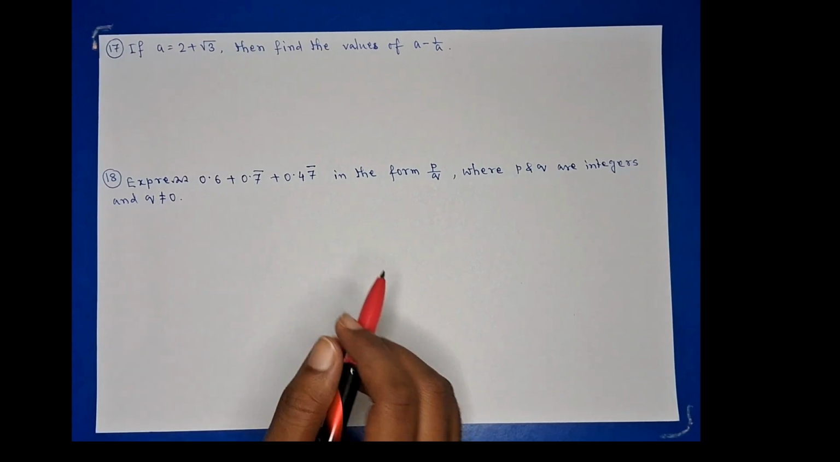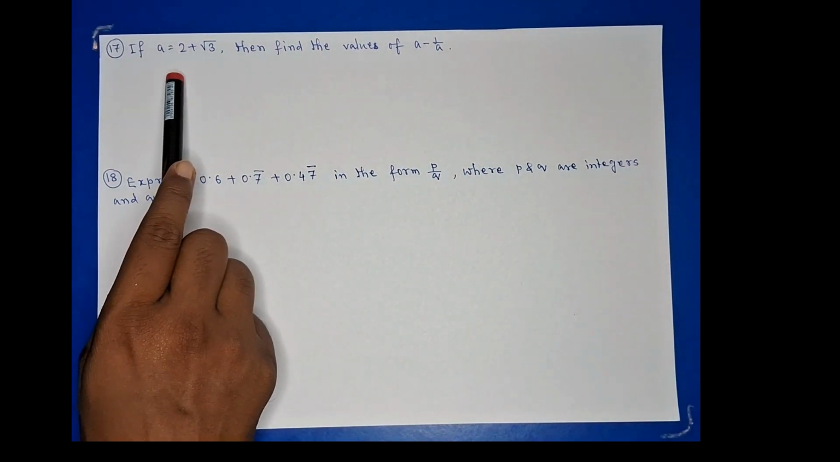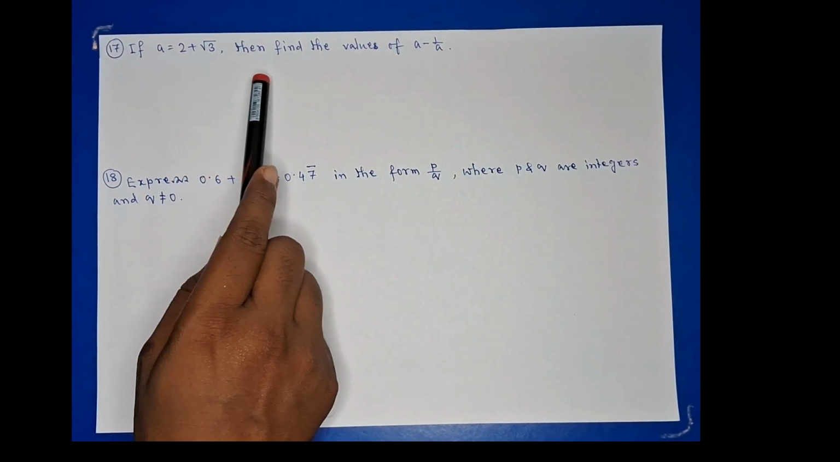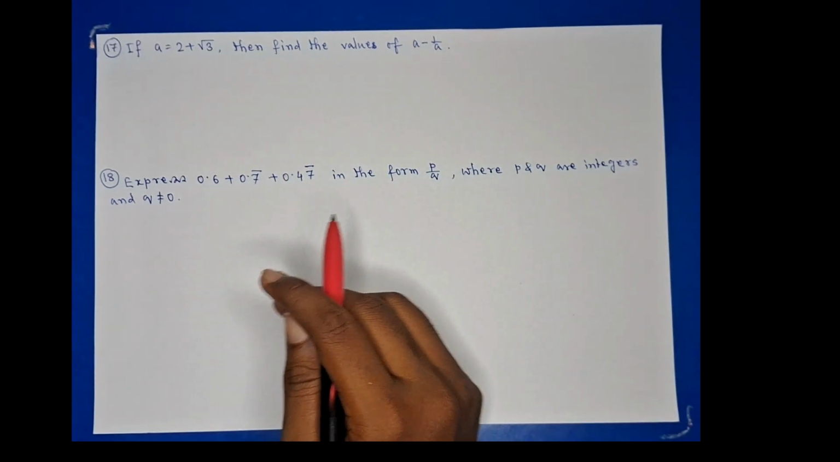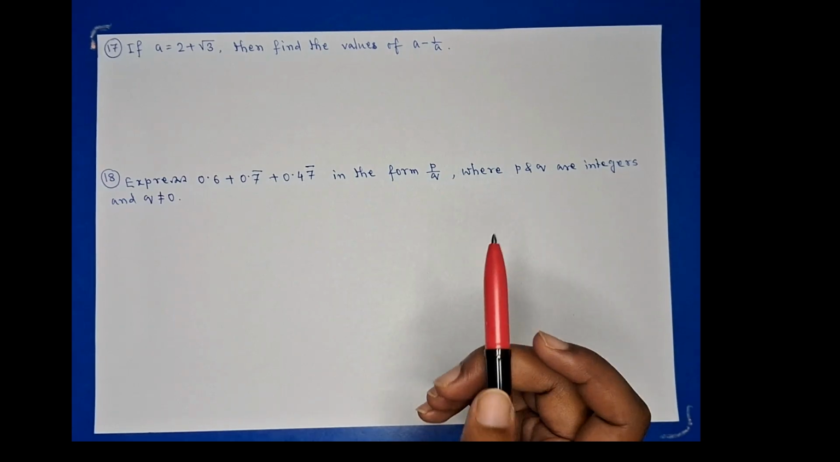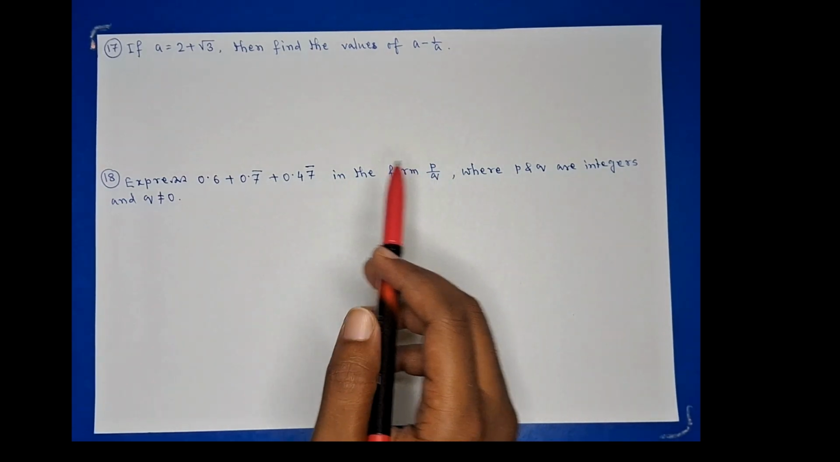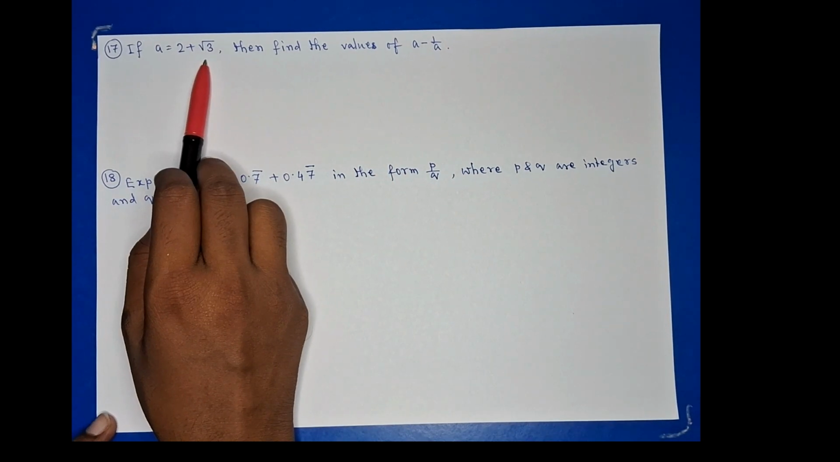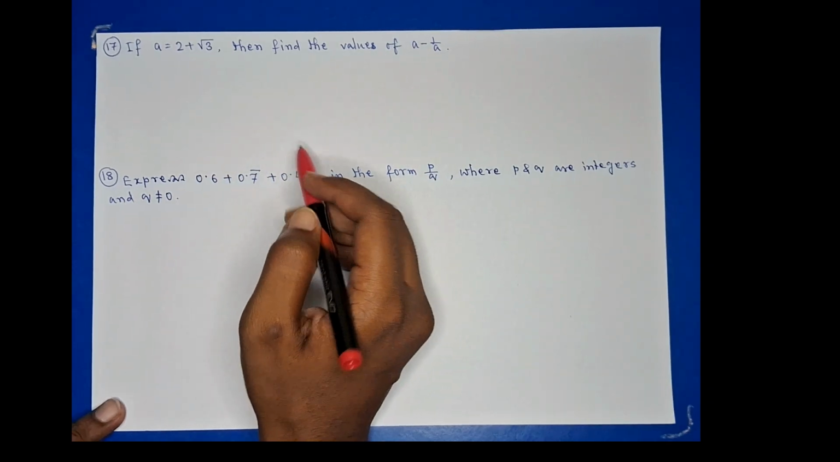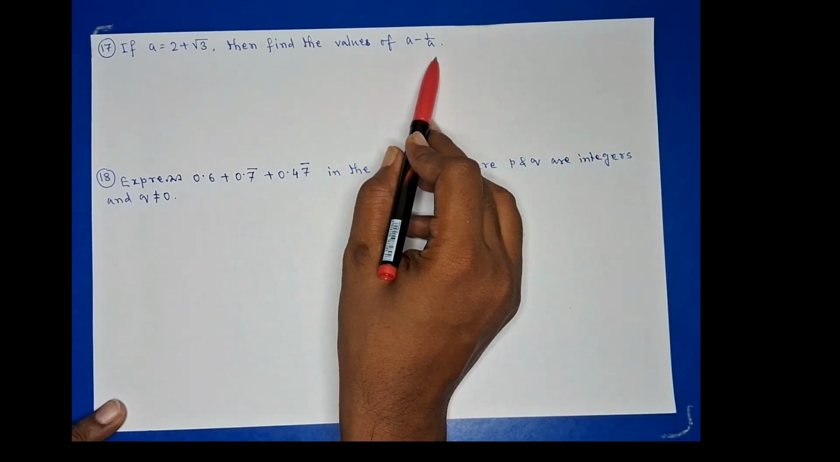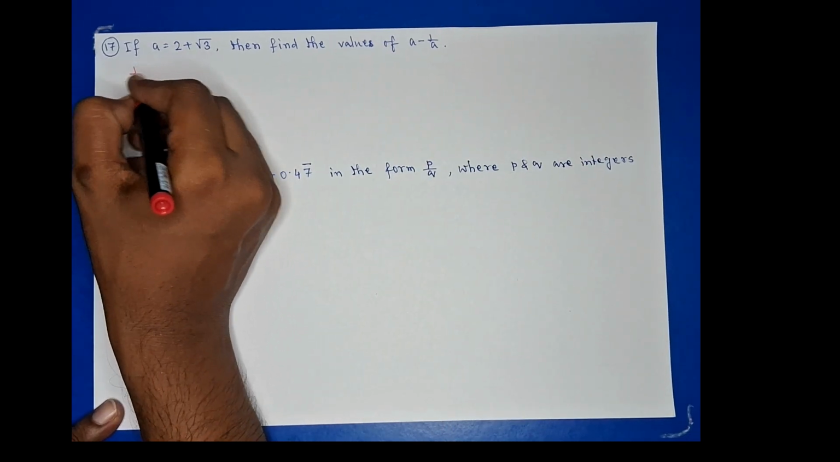Now question number 17. If a is equal to 2 plus root 3, then find the value of a minus 1 by a. So how we will solve this question? a minus 1 by a. So we know this is a, and let us find out what is 1 by a. Then maybe we will be able to solve it. Okay. What is 1 by a?